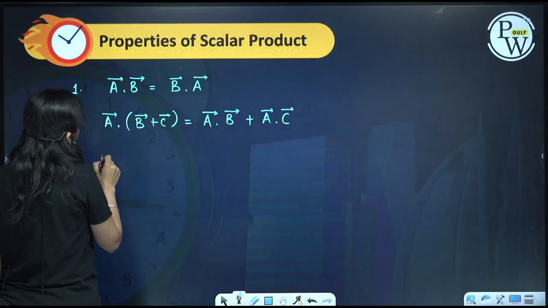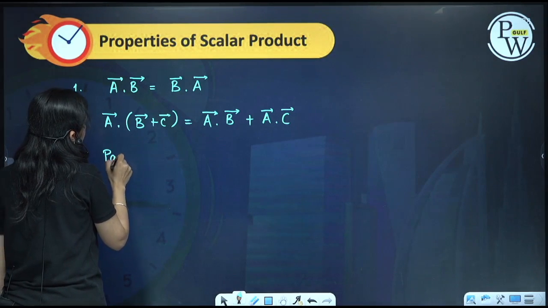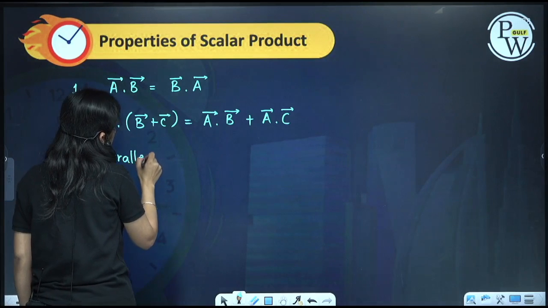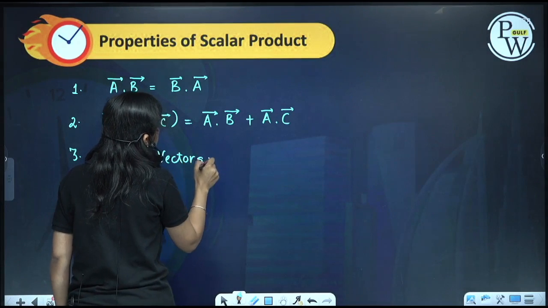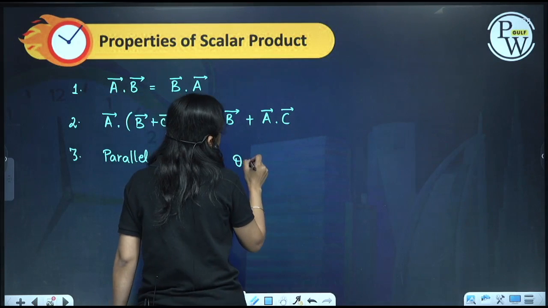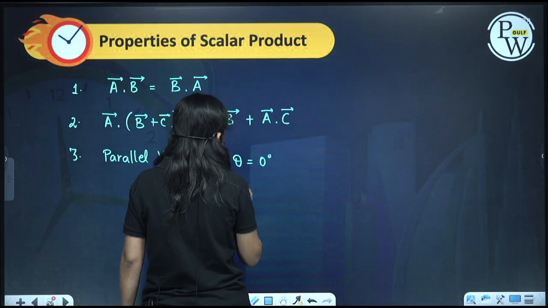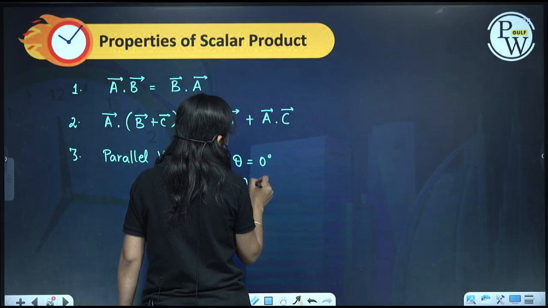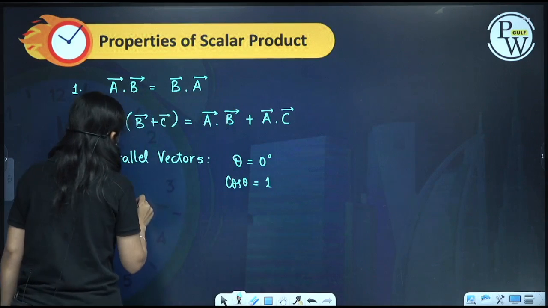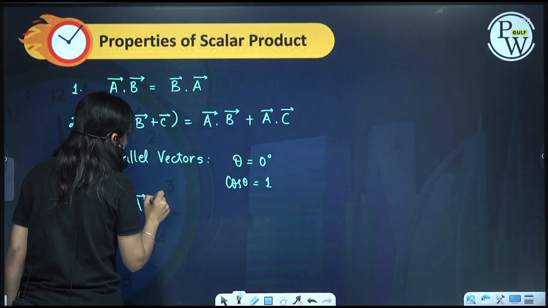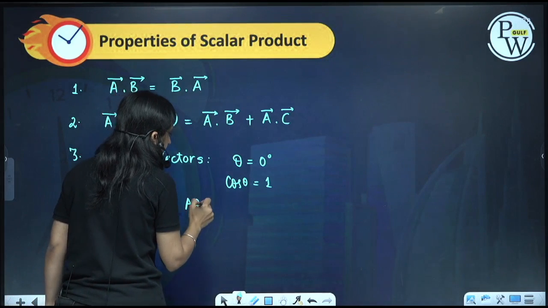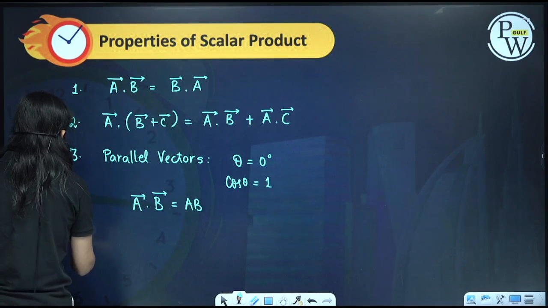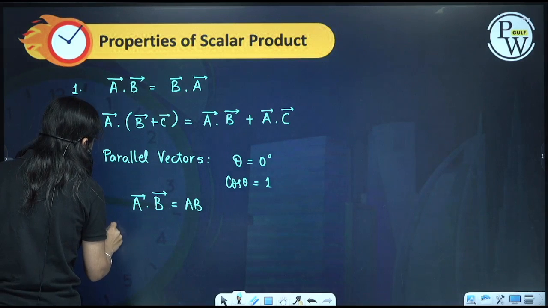Now, dot product of two parallel vectors. If we have two parallel vectors, then theta between them will be 0 degree, so cos theta will become 1. A dot B will simply be equal to A into B.